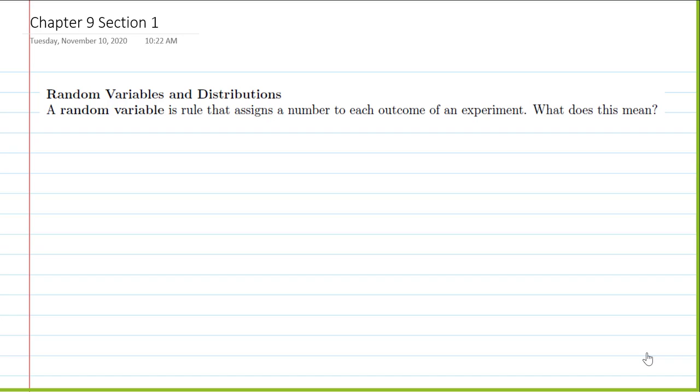A random variable is a rule that assigns a number to each outcome of an experiment. So what does this mean? It's a rule that assigns a number to each outcome of an experiment. Well, that sounds a lot like something we've studied before.